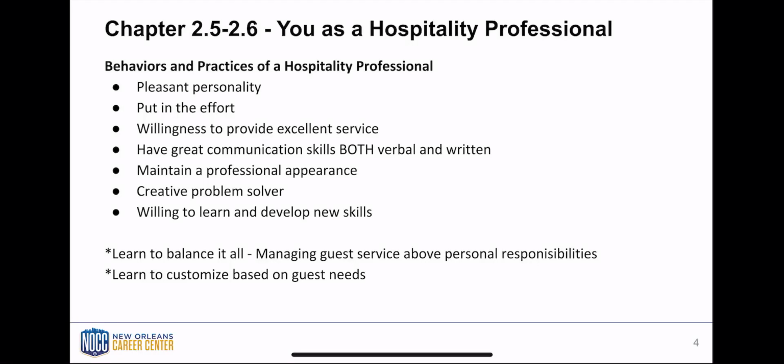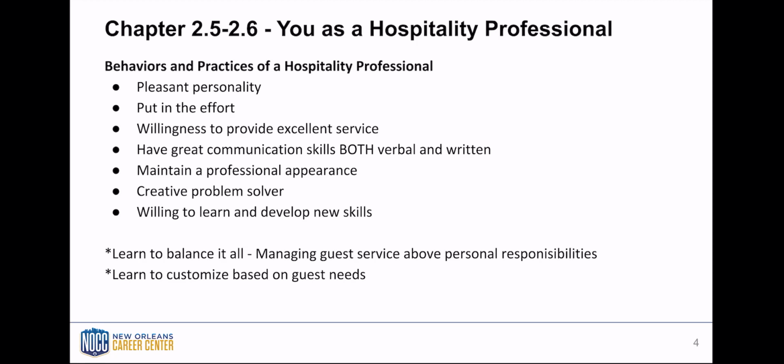Chapter 2.5 to 2.6, You as a Hospitality Professional. So there are certain behaviors and practices of a hospitality professional that you should be familiar with. You should have a pleasant personality, be able to put in the effort, willingness to provide excellent service, have great communication skills, both verbal and written.